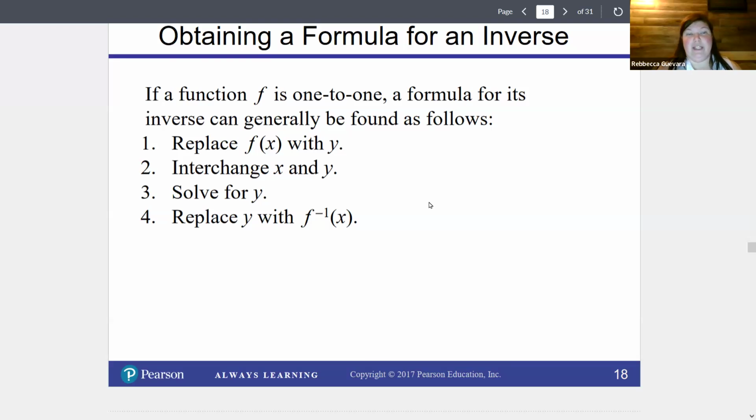We are going to replace f(x) with y. Then we're going to exchange x and y, and then we're just going to solve for y. So like I said, generally this is how we can do it. Sometimes you get some really complicated inverses, but for the most part, this is how we're going to do it. And then after we do that, we replace our y with f inverse of x.